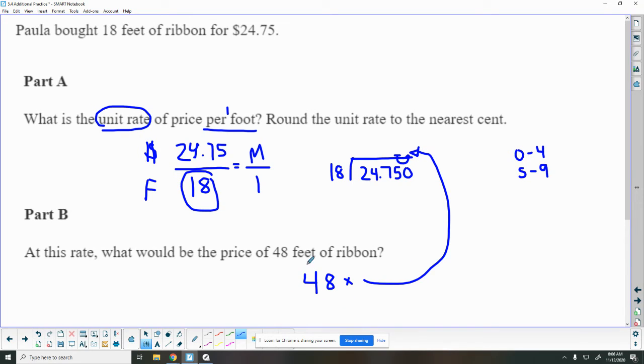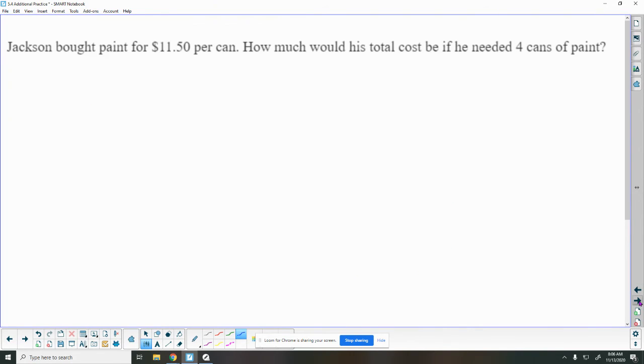And that will tell you the price of 48 feet. So go ahead and try that question about Paula's ribbon.